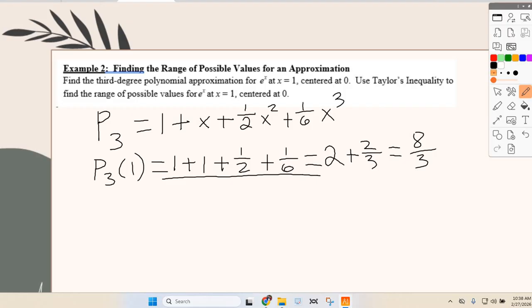And then it asks us to use Taylor's inequality to find the range of possible values for e to the x at x equals 1 centered at 0. So again, remember that our remainder or our error has an absolute value around it, which is what's going to give us that inequality, because I'm going to add it to my approximation for one side and subtract it from my approximation for the other side. But I have to find it first. So remind me, what does my remainder or error have to be less than or equal to?